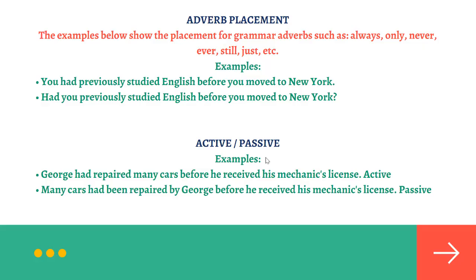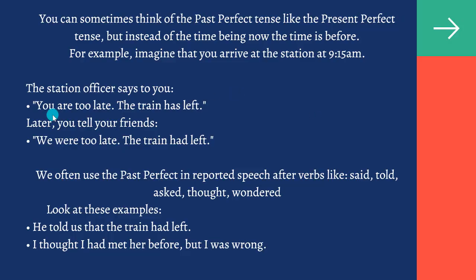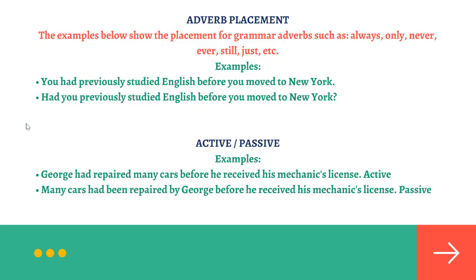Okay, let's see the adverb placement. The examples below show the placement for grammar adverbs such as always, only, never, ever, still, just, etc. So for example, "You had previously studied English before you moved to New York." And then the interrogative sentence could be, "Had you previously studied English before you moved to New York?" So we can see the usage of these grammar adverbs, right?